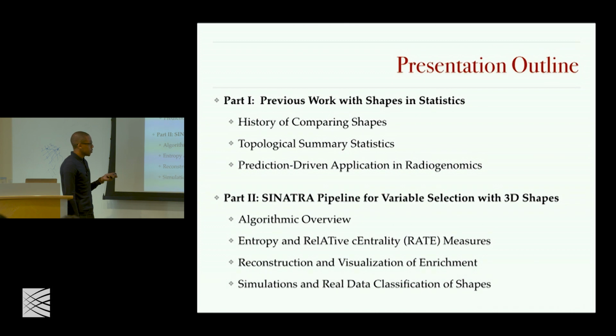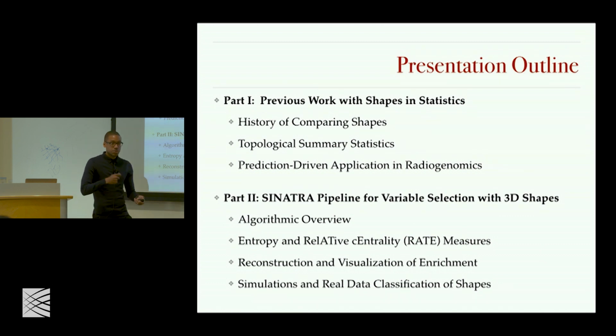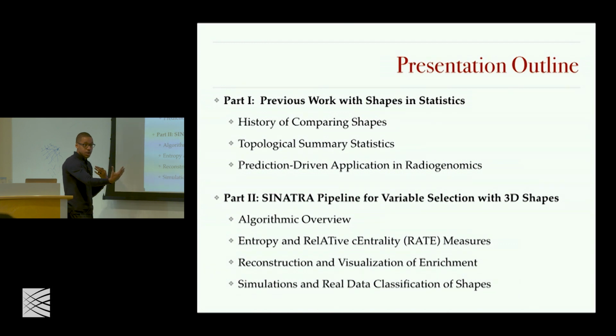I'll talk about this algorithmic overview. Sinatra is just a pipeline, and so I'm going to detail my idea of the steps in this pipeline. Keep in mind it is a pipeline, so if you don't like any part of it, take it out and put your own favorite in, right? I'm going to talk about this idea of relative centrality. Sinatra uses what we call non-parametric or machine learning type methods to understand the patterns, or the variance, of two different groups of shapes. And then it uses a nice variable selection measure called RATE, and I'll explain what that is.